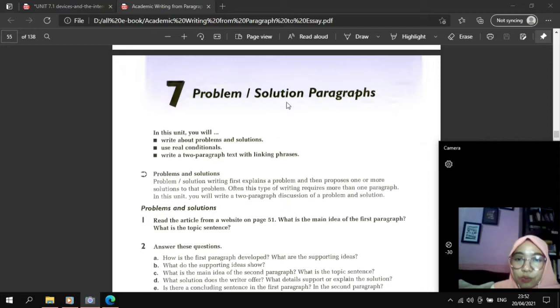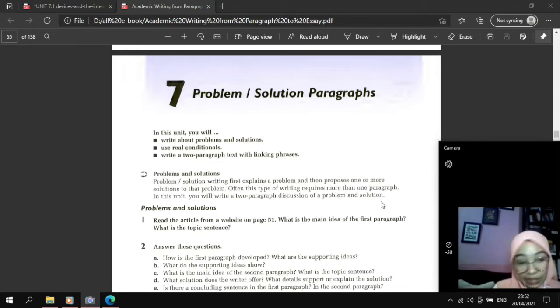Now we will continue to the problem and solution paragraph. So what is that? You can see here the explanation that problem and solution writing first explains a problem. So you tell the reader that there is something wrong, a problem, and then you propose one or more solutions to that problem. Often, this type of writing requires more than one paragraph. In this unit, you will write a two-paragraph discussion of a problem and solution. And once again, I will always give you an example of writing a thesis, because later on you will write a thesis.